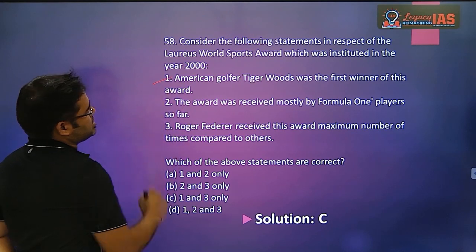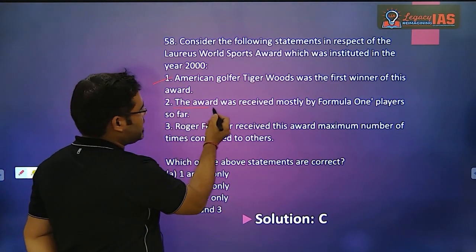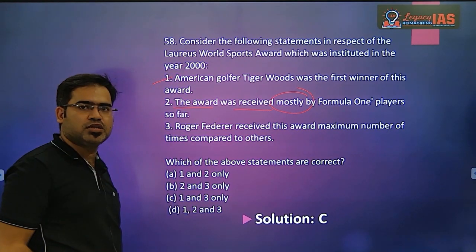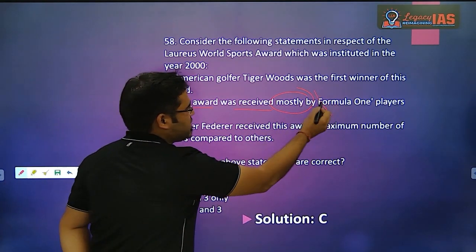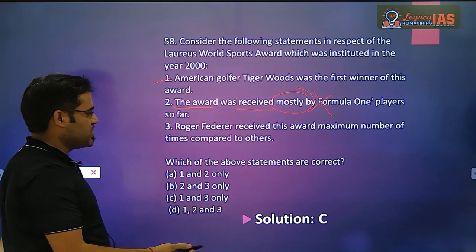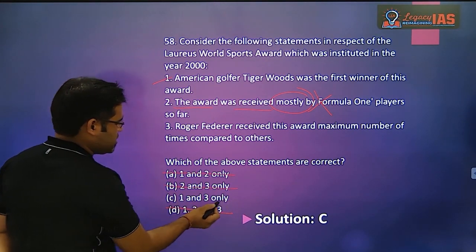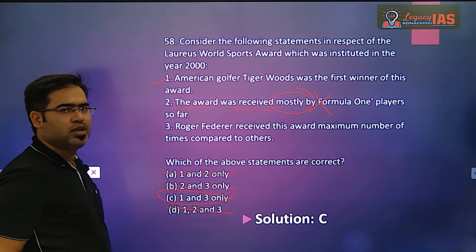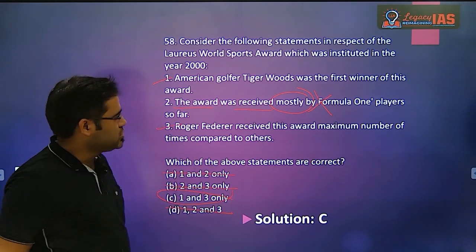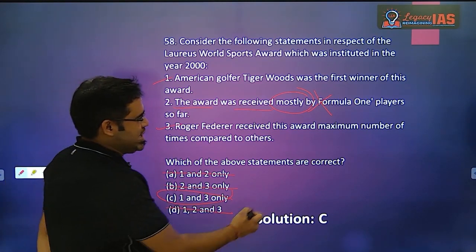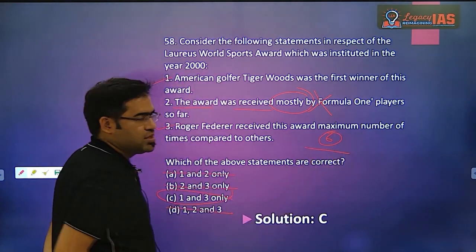So this is right. The thing is, in the second statement it is written that the award is won mostly by Formula 1 players. Because of the term "mostly", it became an incorrect statement. So the second option is incorrect. So this is incorrect, this is incorrect, and this is also incorrect. Left with only 1 and 3. And the third option is definitely correct. Roger Federer received this award the maximum number of times compared to others. I think he has already won 6 times. So this is the answer for it.